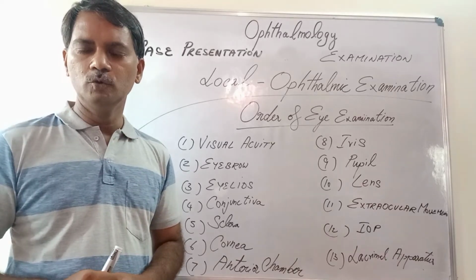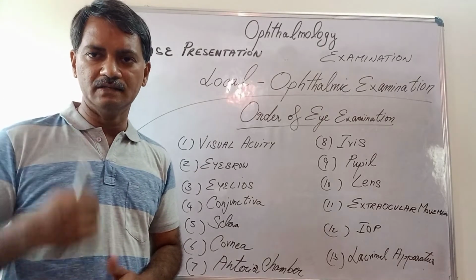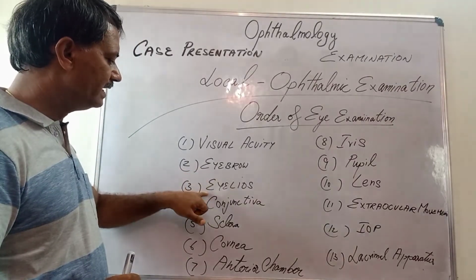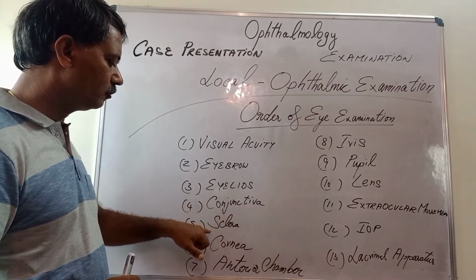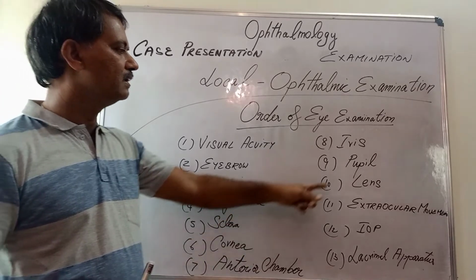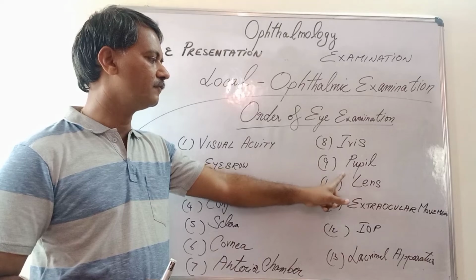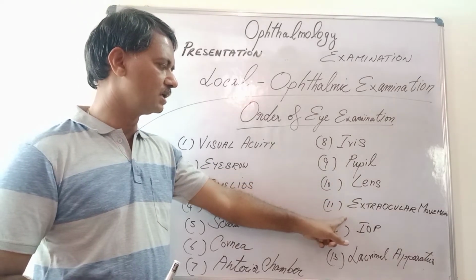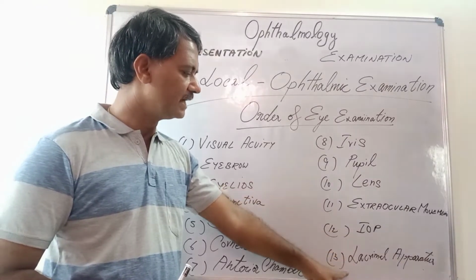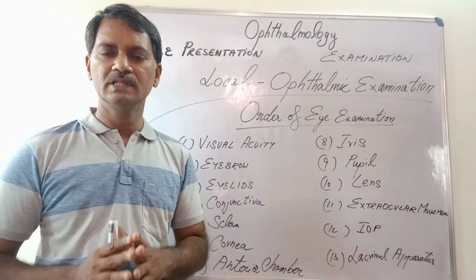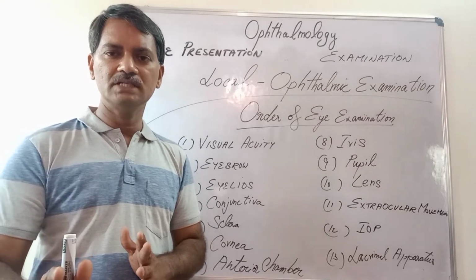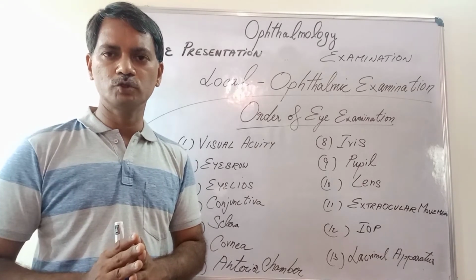Whenever you examine the eye, you have to go from outside to inside in this order. First you should examine the eyebrow, followed by eyelids, conjunctiva, sclera, and cornea. Then comes the anterior chamber, followed by iris, pupil, lens, extraocular movements, followed by looking for the intraocular pressure, followed by examining the lacrimal apparatus. This is the order in which the eye has to be examined. These are all the examinations expected from undergraduate students.